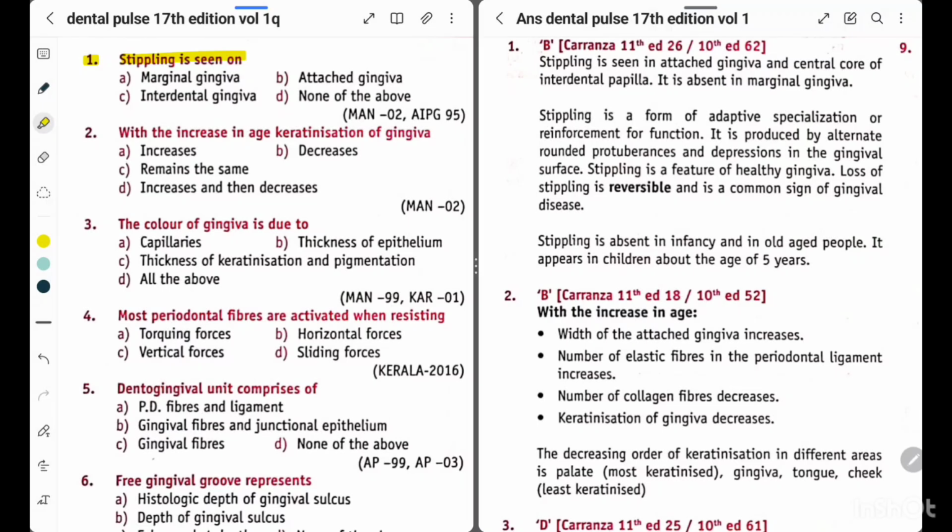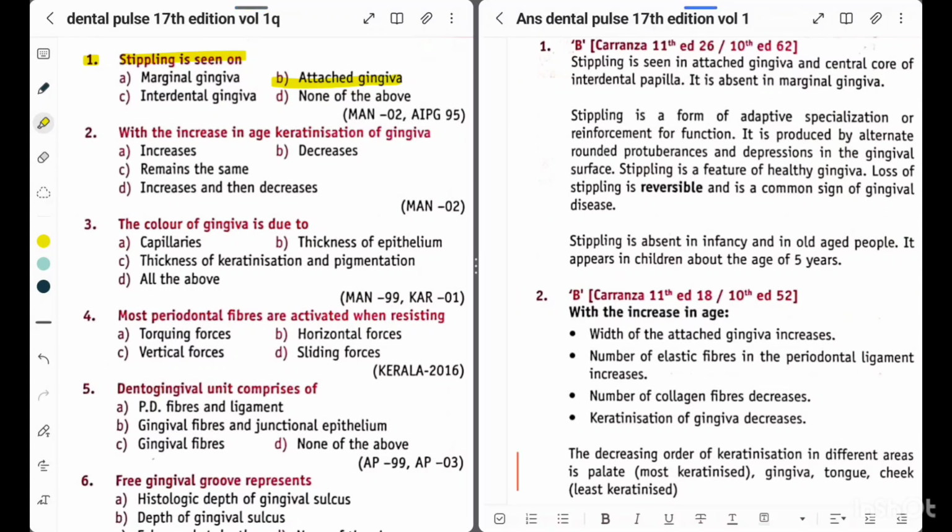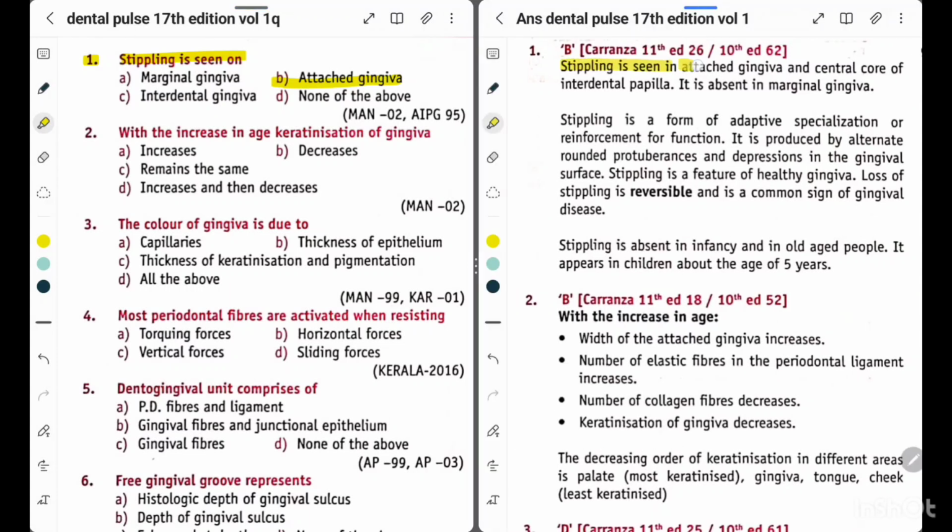So its answer is attached gingiva. Its answer is option B, attached gingiva. Explanation: stippling is seen in attached gingiva and central core of interdental papilla. It is absent in marginal gingiva.